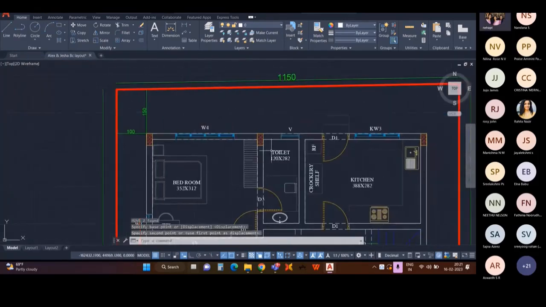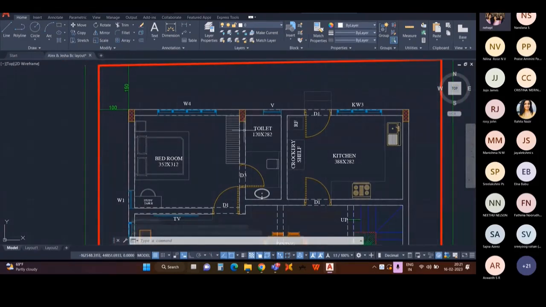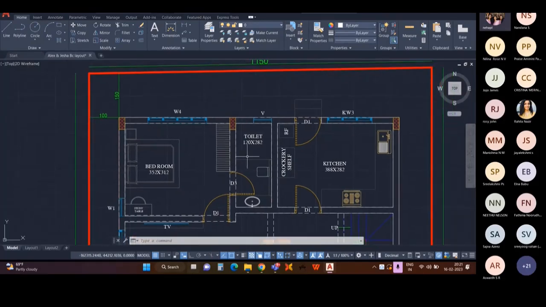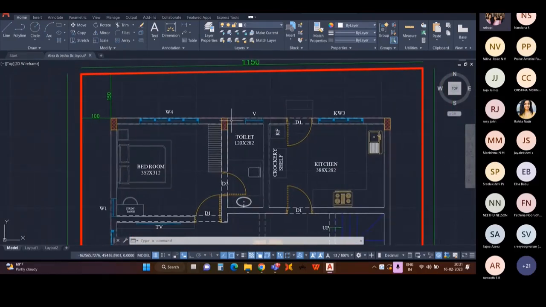When we provide a column at this portion, this column is not visible when we stand inside this room, because this column is aligned within the wall. There is a wall here. So this column is within this wall, so we cannot see this column in the bedroom or in the toilet. This wall will be closing this column inside it. So that's okay. We can place a column here.